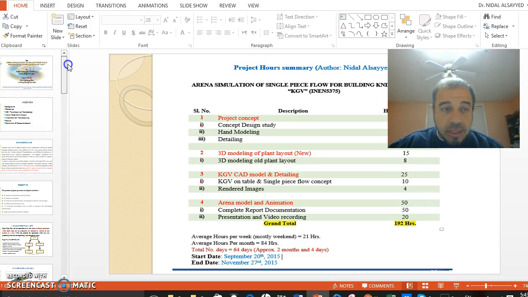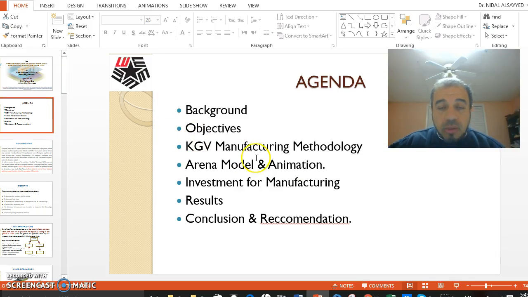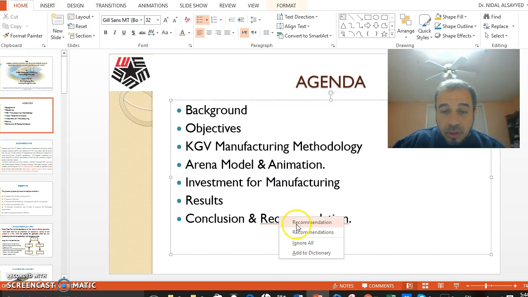Not to extend the talk longer, the outline for this presentation will talk about the background and an introduction for the topic, and some key objectives for this project. What are we trying to achieve? We will talk about the KGV, the knife gate valve manufacturing methodology, following the steps that we need to follow for Arena model simulation and animation, and then ending up with a conclusion and results.